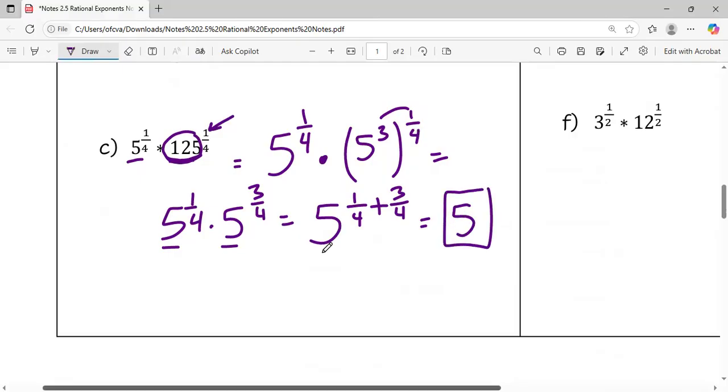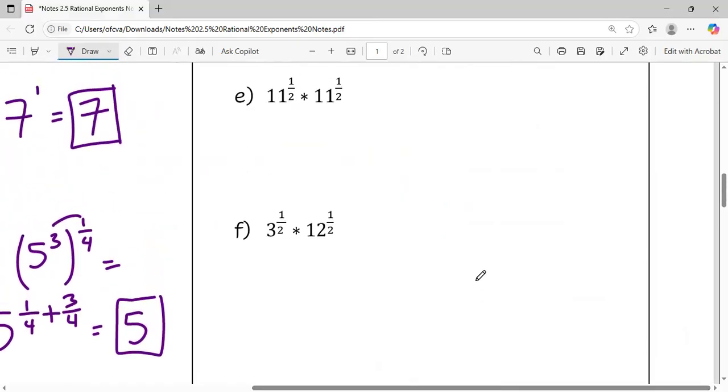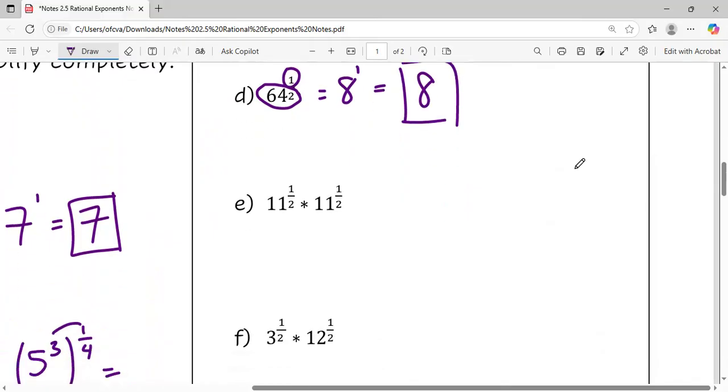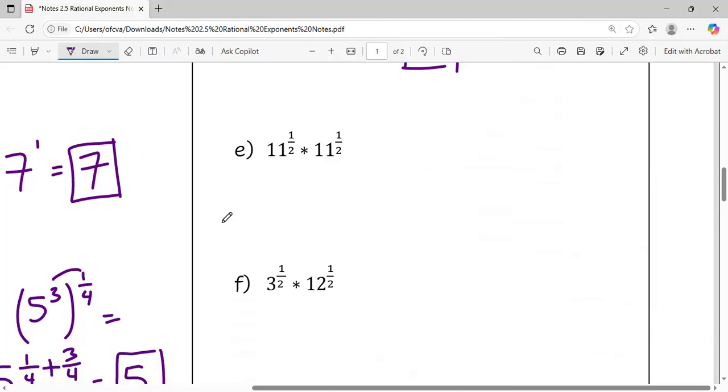So go ahead and pause. Get these done on your own paper and then play again to see if you got it right. So 64 to the 1/2 means the square root of 64, which is 8 to the power of 1. So that's just 8. And this one's going to be a piece of cake because you already did the same one with 7. I'm giving you easy ones at the beginning so you get the hang of practicing the properties again, but they're going to get a little more difficult later on.